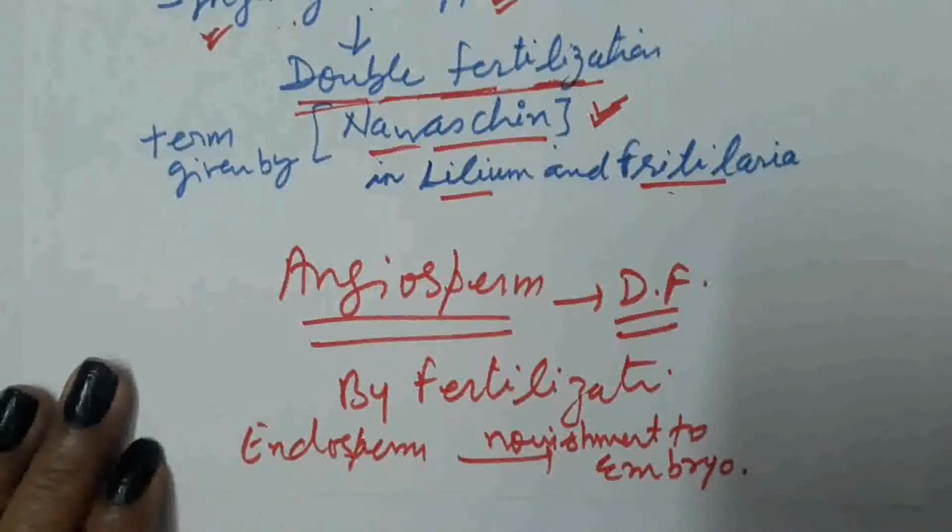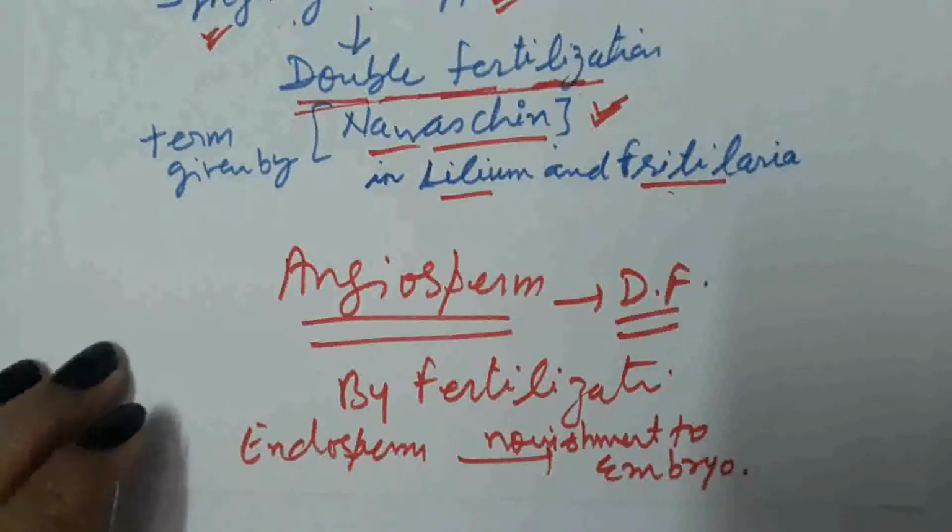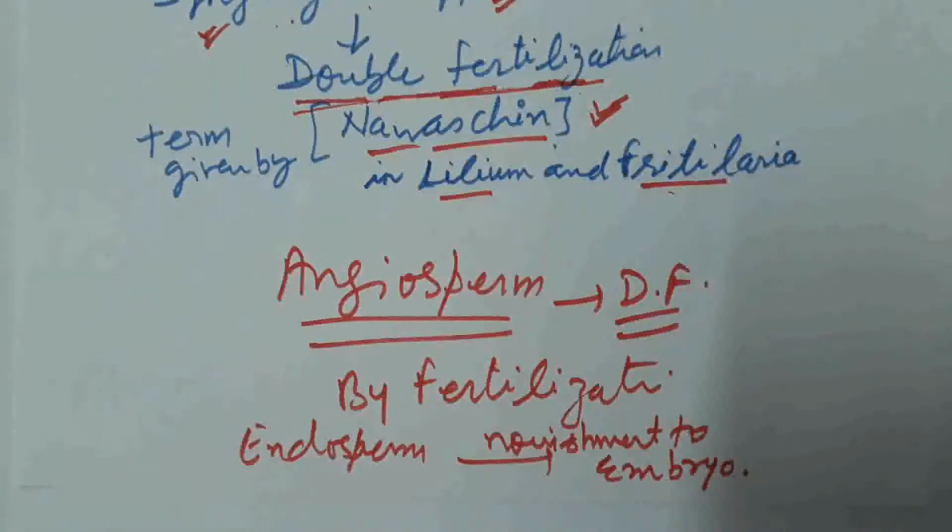So I think the concept of fertilization is very much clear to you all. This is all in this video. In our next video we will understand how embryo development takes place and how endosperm is produced.